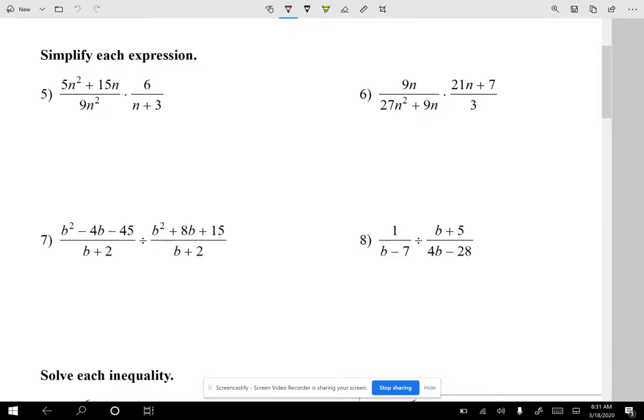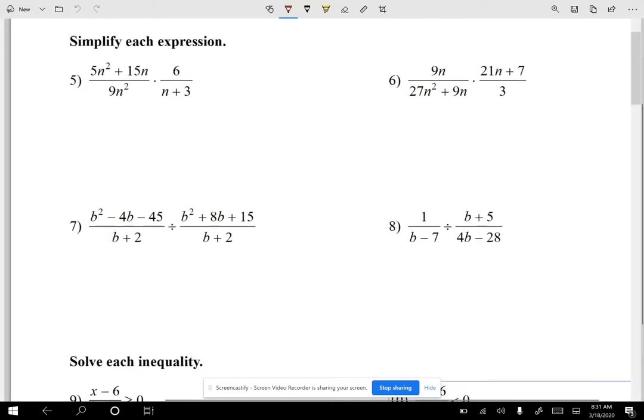All right, then we're going to be able to simplify. First, let me factor. On the first fraction, let me factor a 5n, so that gives me n plus 3. At the bottom of the first fraction, I'm literally going to go 9n.